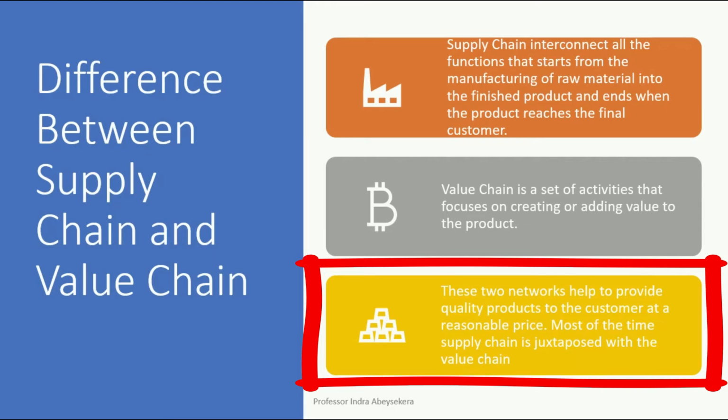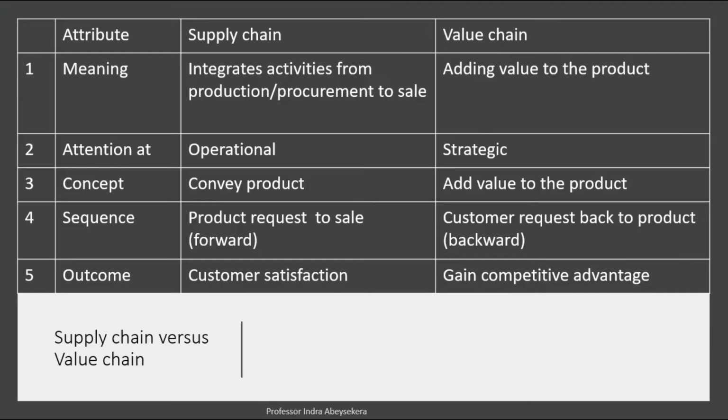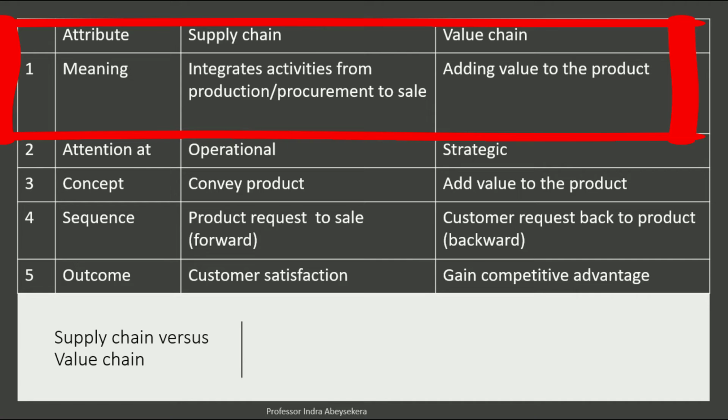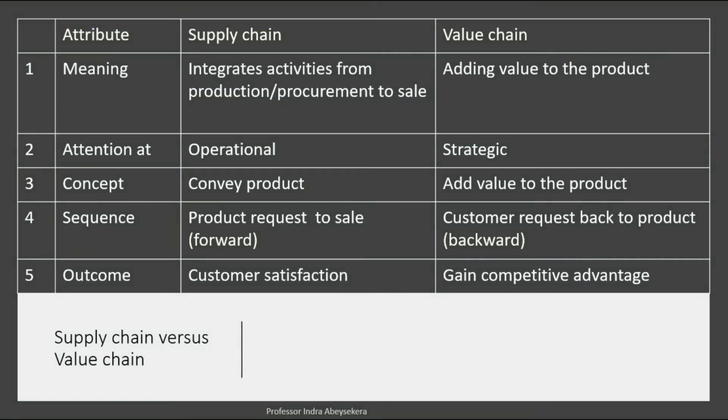Most of the time, supply chain is connected with the value chain. So when we compare and contrast the supply chain with the value chain, supply chain integrates activities from production to sale. Value chain is about adding value to the product. Attention on the supply chain is at the operational level. Attention on the value chain is at the strategic level.